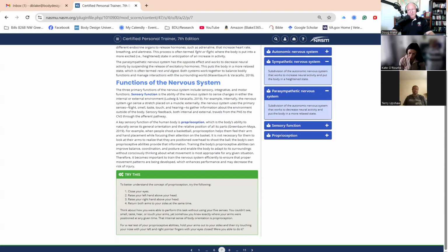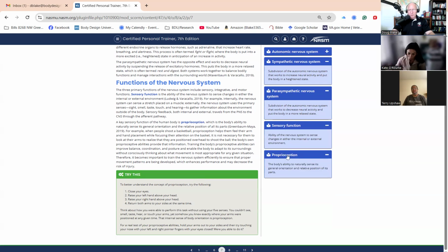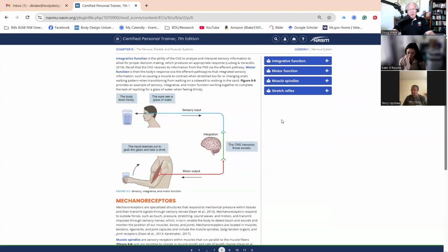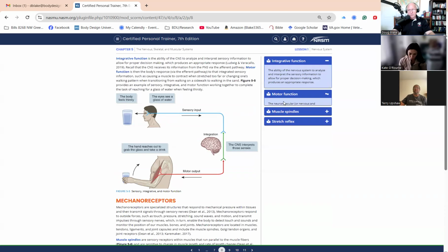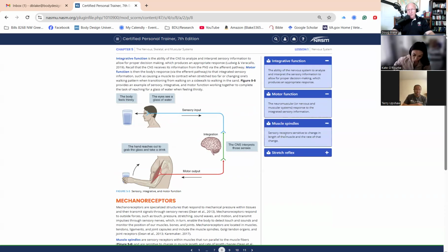So they're going to give you functions of the nervous system. Sure, if you want, read this box, but sensory function, proprioception, you've got to know. Okay, that's important. Moving on. Now, what do you do first? I always go here and look at the definitions. Integrative function, motor. Oh, that looks familiar, guys.